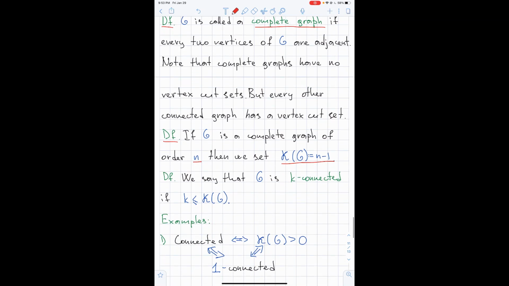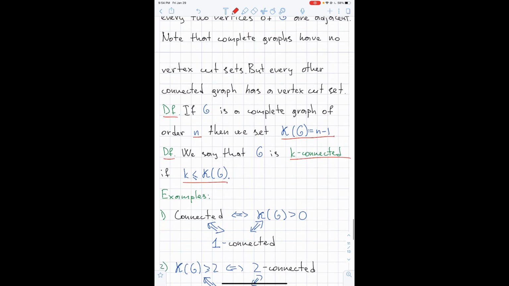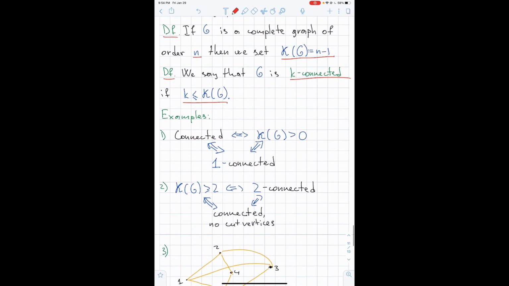So we also say that the graph is k connected if k is less or equal than kappa of G. So basically that means that if we remove less than k vertices, then the graph will still be connected. All right, let's consider some examples. So first, some general but simple examples.